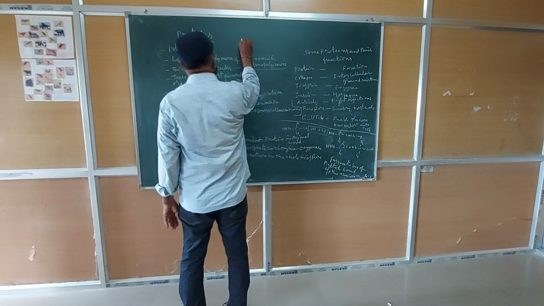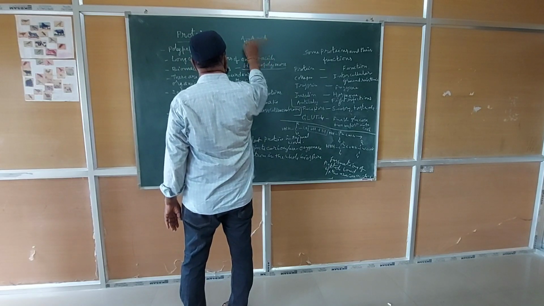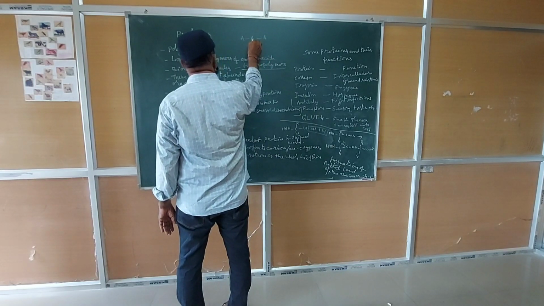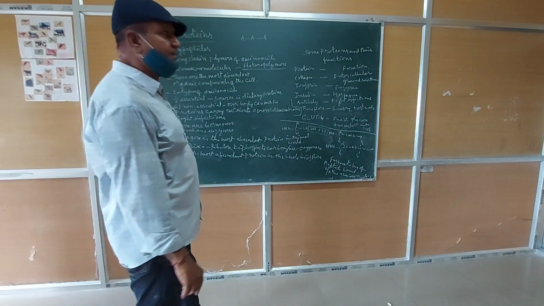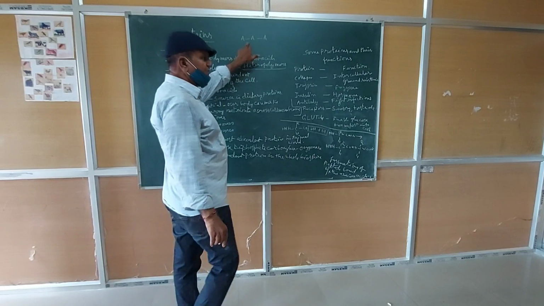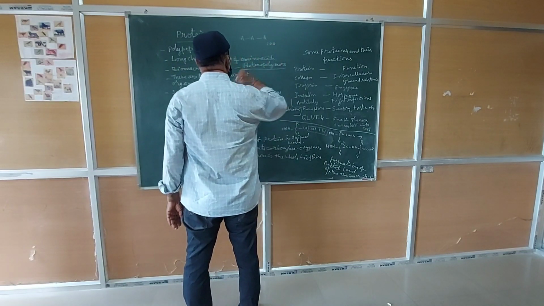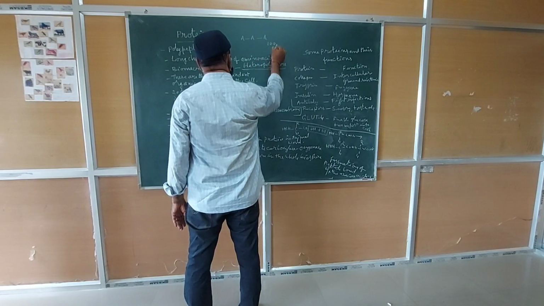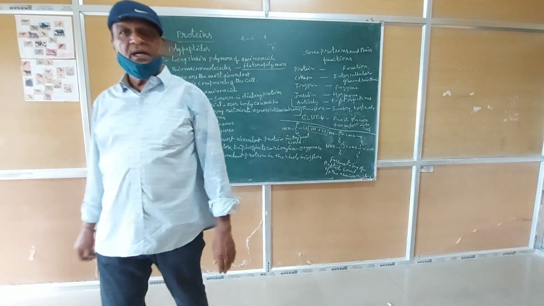For example, there are three amino acids. One amino acid is joined to another amino acid by a peptide bond like this. There are three amino acids. How many peptide bonds are there? 2, that is n minus 1. Suppose 100 amino acids are there. How many peptide bonds are there? 99 peptide bonds. Like this, you can calculate the peptide bonds.